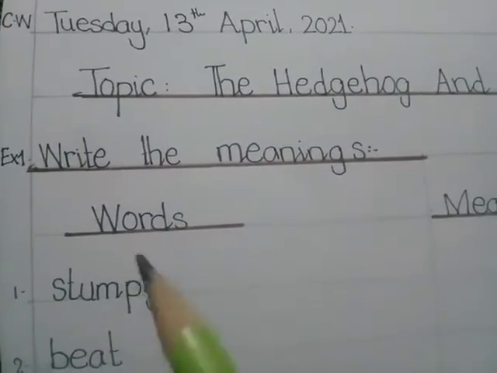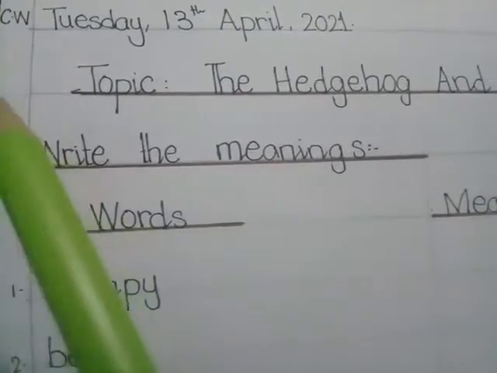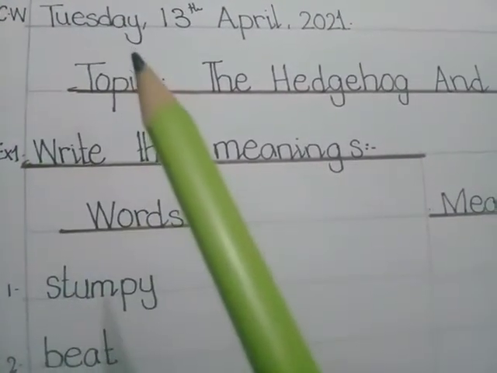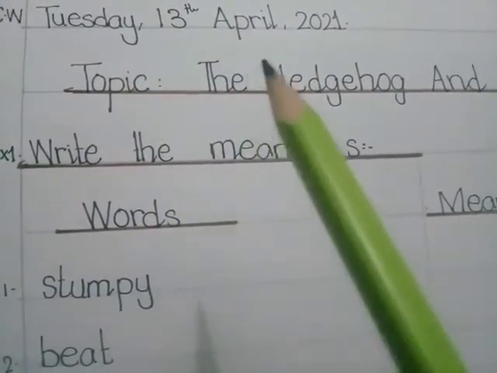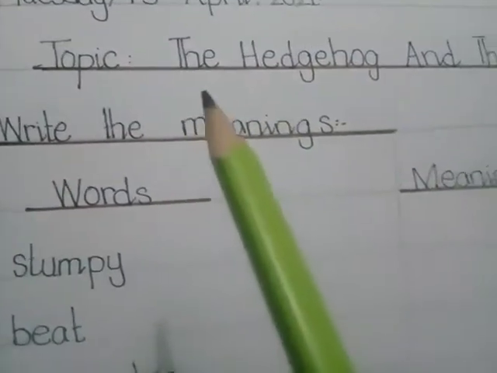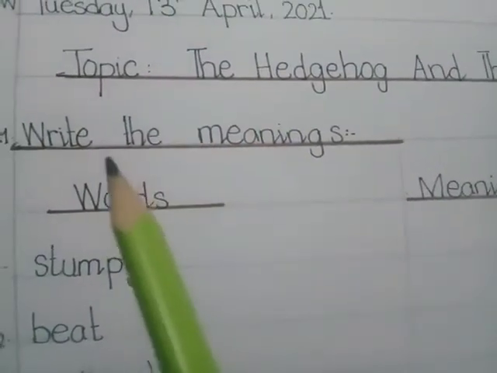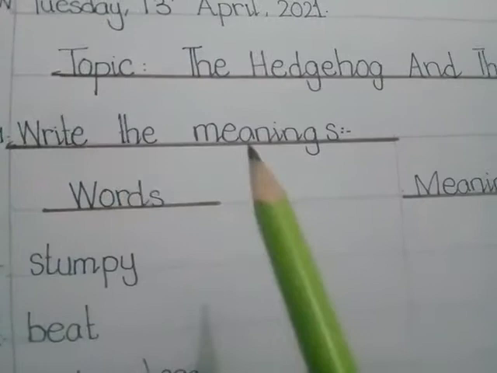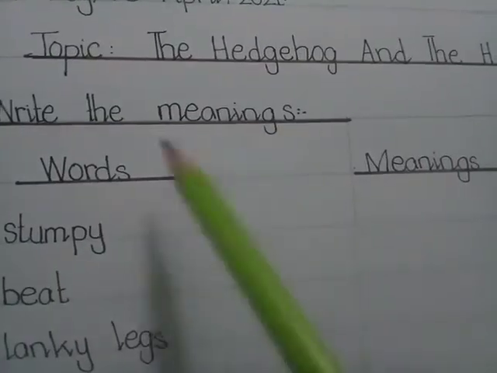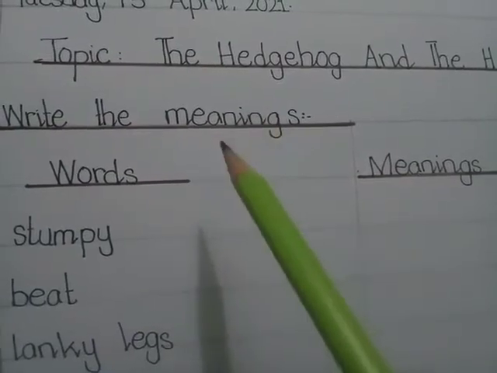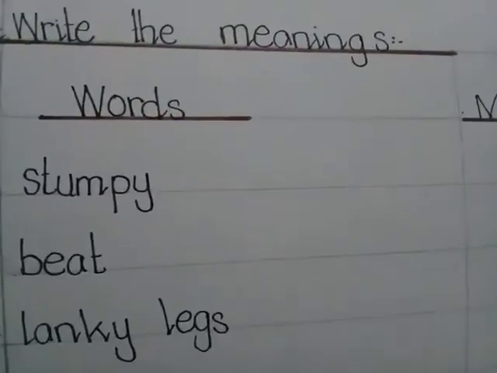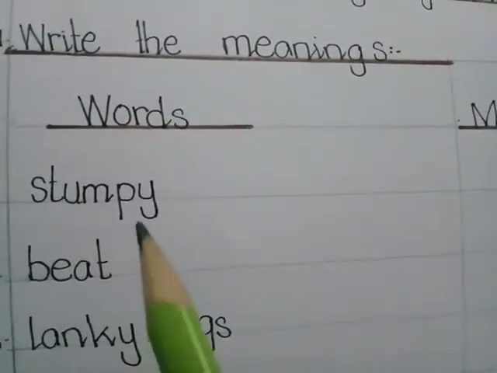So open your English LIT notebook, draw margin line, write CW and mention date, which is Tuesday 13th April 2021. Write topic and exercise number is 1. Write the meanings. Underline your topic and the subtopic with the help of colors. So let's start the words meanings of the chapter.